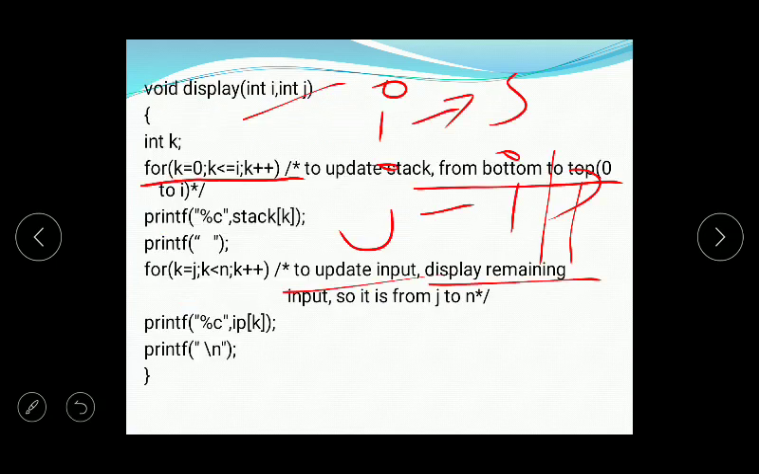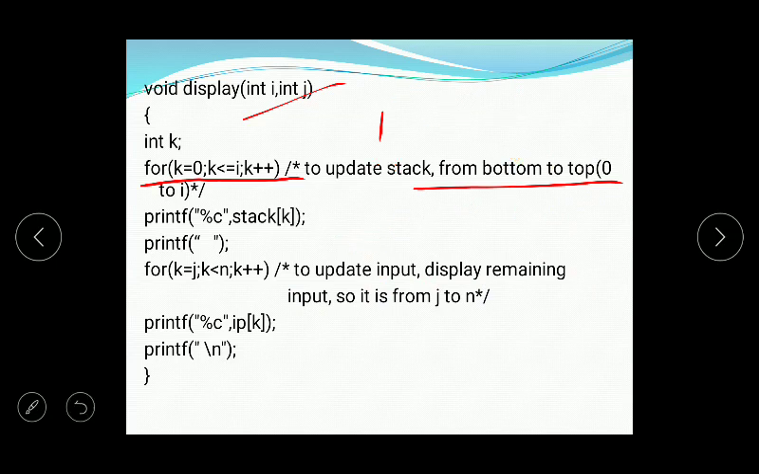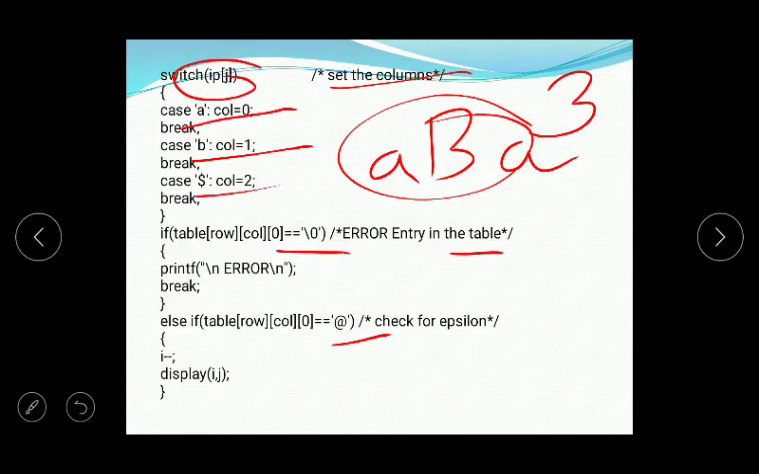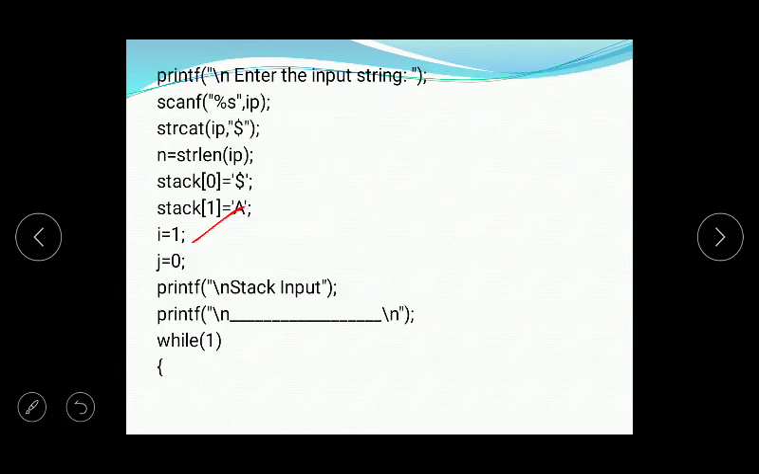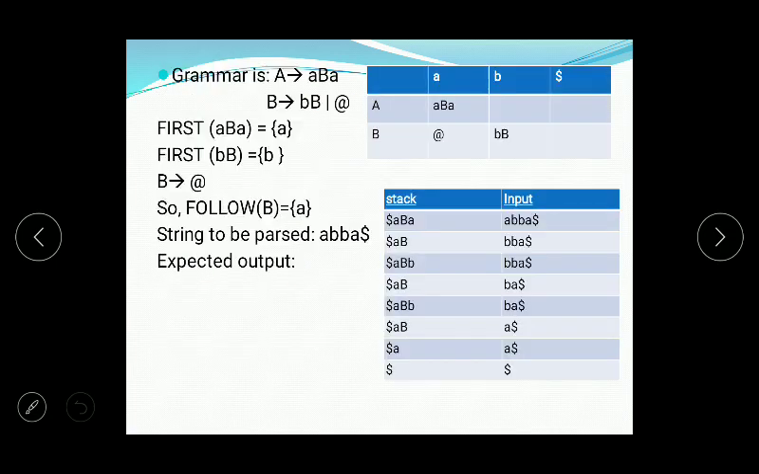LL(1) predictive parsing table. See, students, please trace the program from beginning to end. I have just taken the first case, that is our ABA case. Just ABA is copied from the table to the stack. Okay, once again I will show you the table, now where we are. Yes, here just ABA is successfully copied to the stack array.